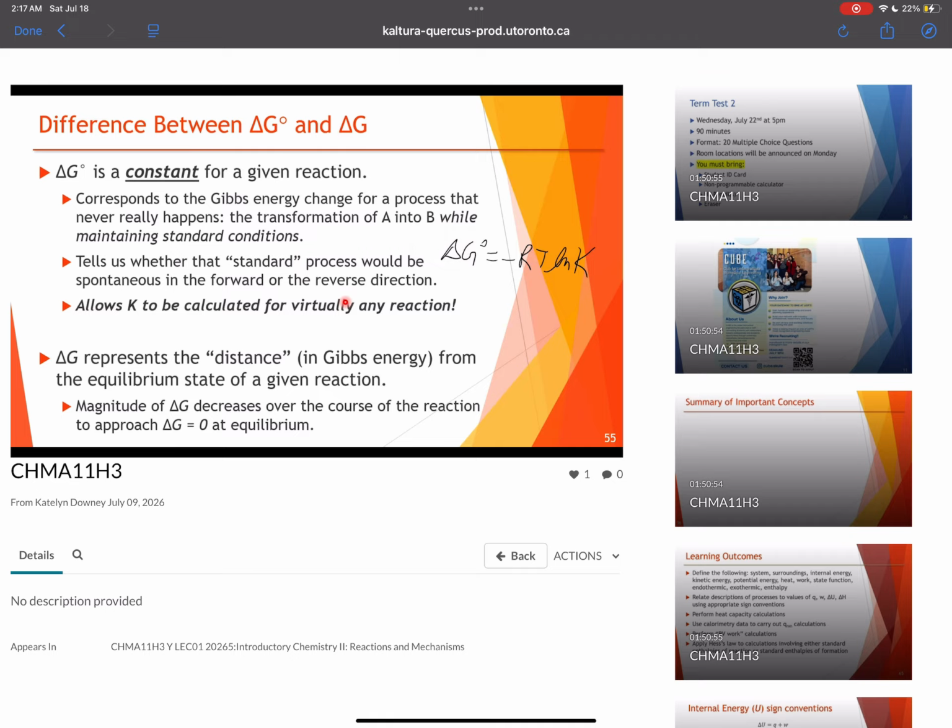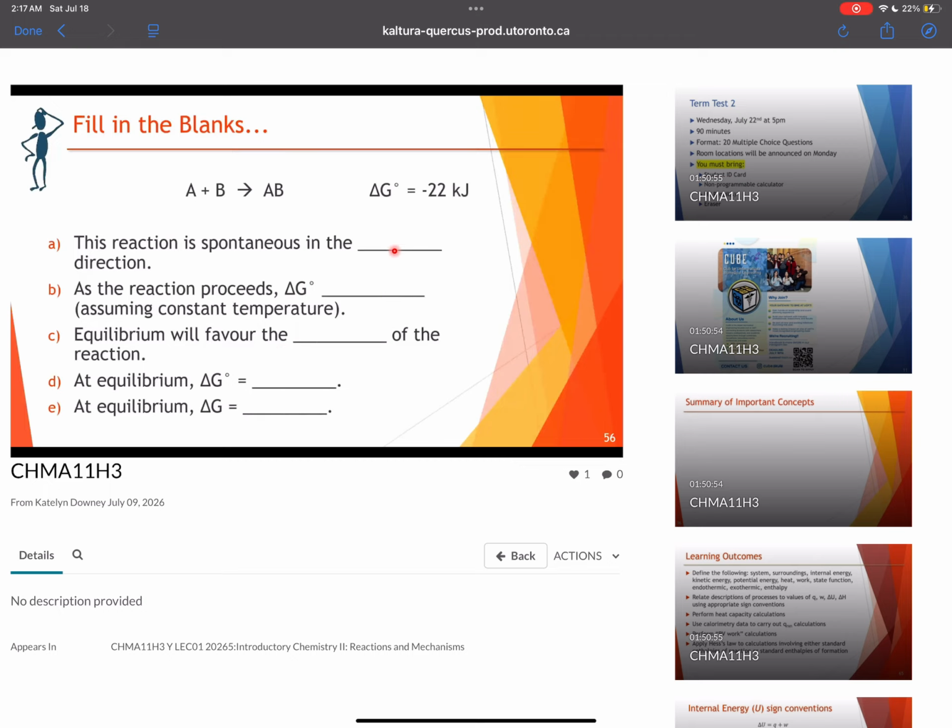When we actually get to equilibrium, our delta G is 0 because we are at our lowest Gibbs energy point. Okay, let's do some fill in the blanks. And these I did not post the answers, so you're going to want to write these down. Let's say we have this reaction of A plus B becoming AB, and they give us the standard Gibbs energy, and that's minus 22 kilojoules.